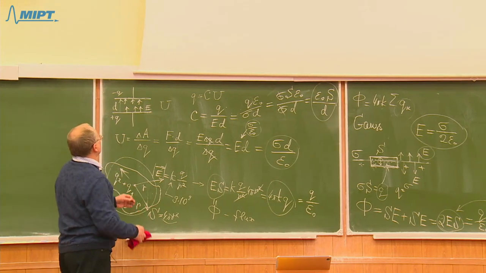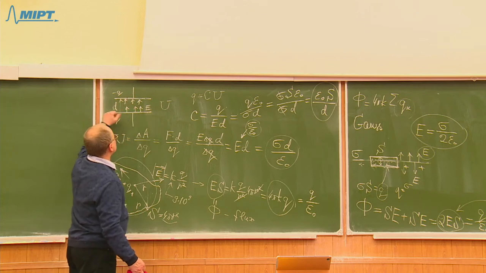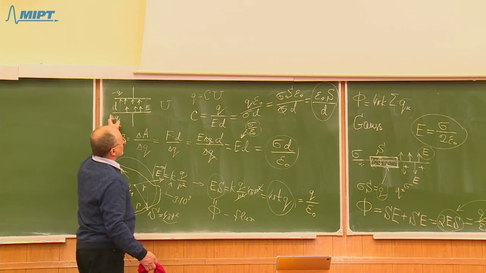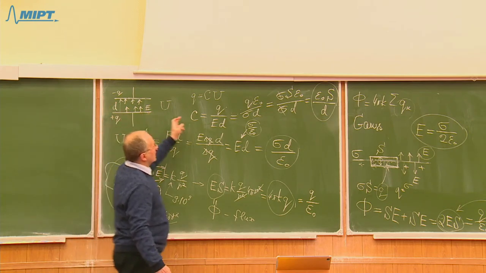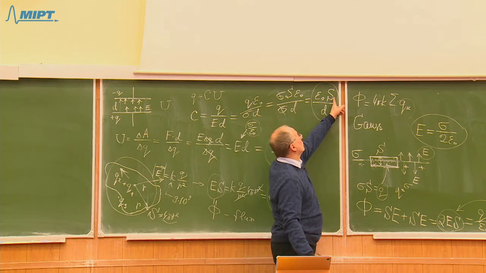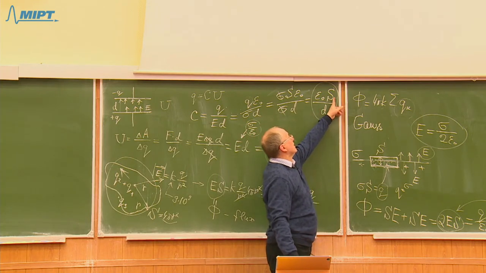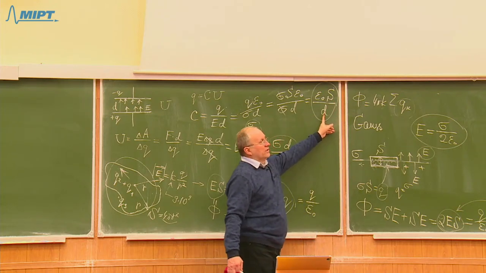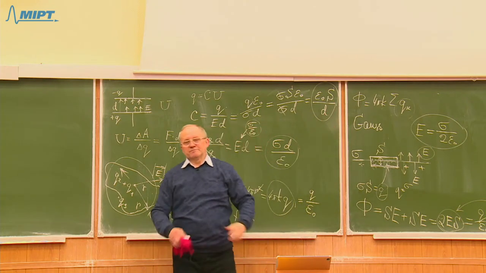If I choose a capacitor consisting of two parallel plates with distance d between the plates and area S of each plate, then the capacitance will be given by this formula. The capacitance will be proportional to the area of each plate and inversely proportional to the distance between the plates.